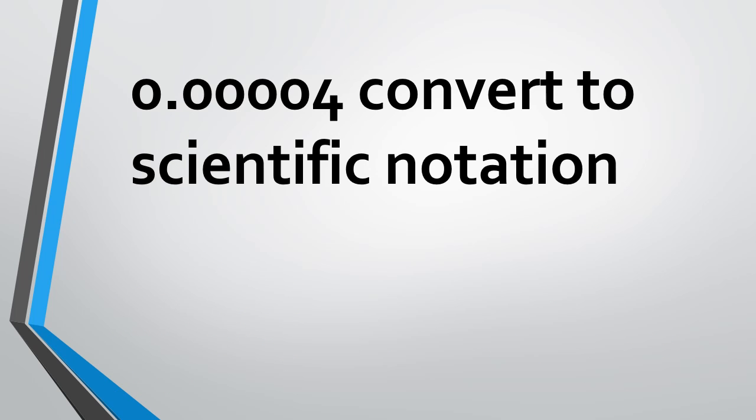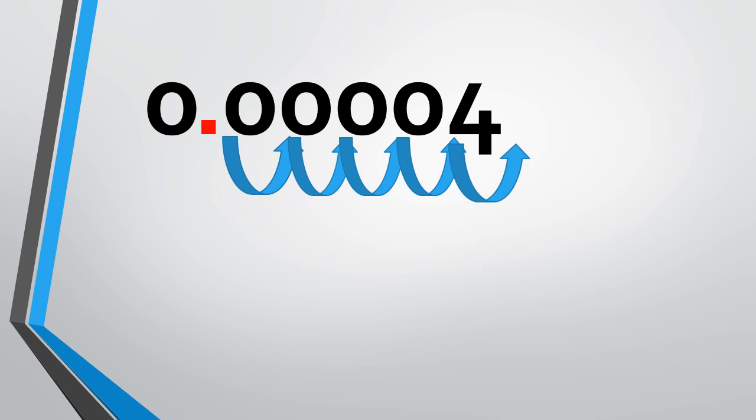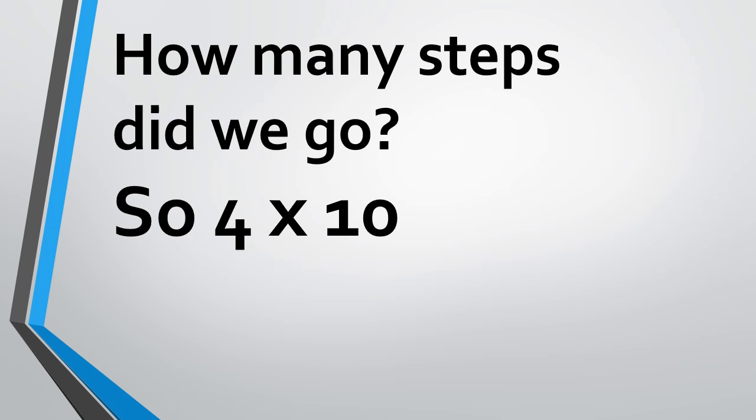So you want to convert this number to scientific notation. So basically what we have to do is, again, we count the number of steps in order to make the number between 1 and 9. So in order to make this number between 1 and 9, to make it the number 4, we had to travel 5 steps. And so how many steps did we go? We went 5, and so our number becomes 4 times 10 to the 5th. So remember, the exponent of 10 is how many steps you traveled, essentially.